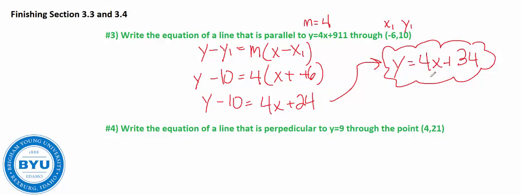Maybe you went with the standard form. That's cool. I didn't actually tell you what to do. If you did the standard form, you should have got 4x minus y equals negative 34.